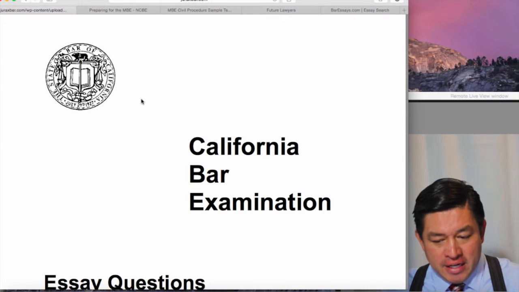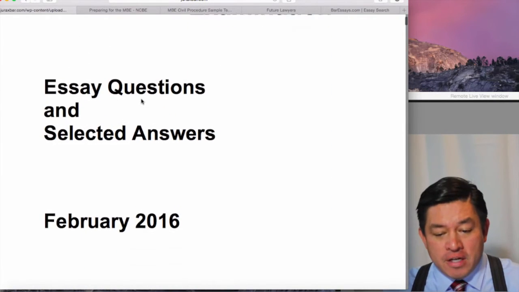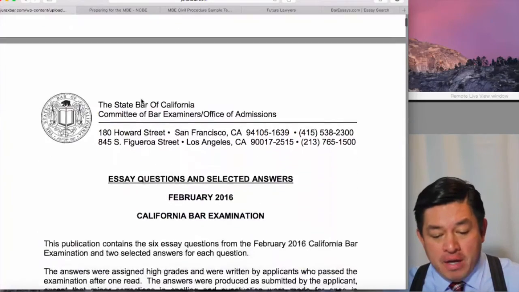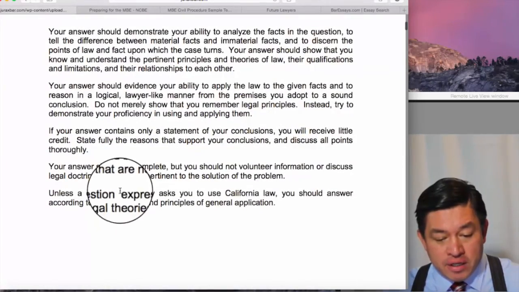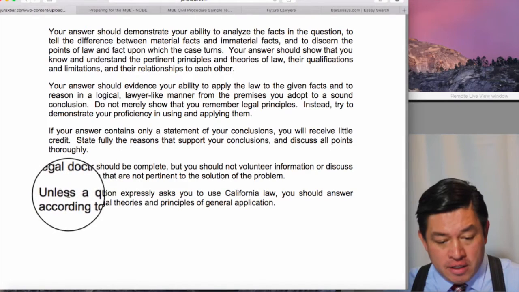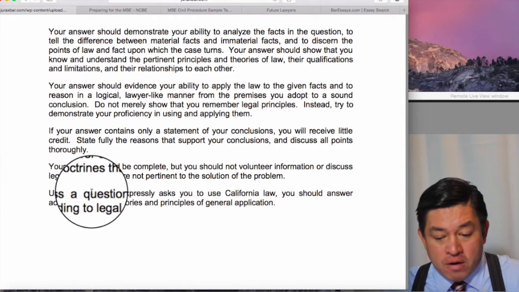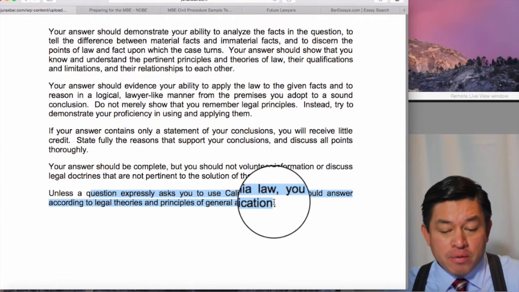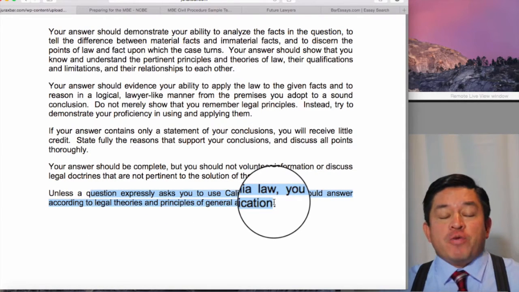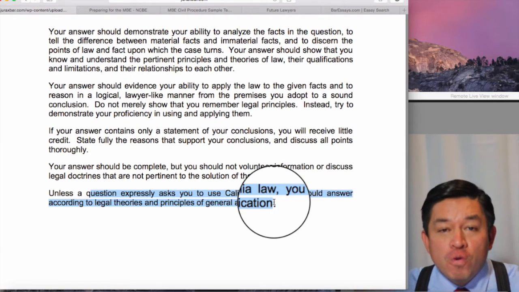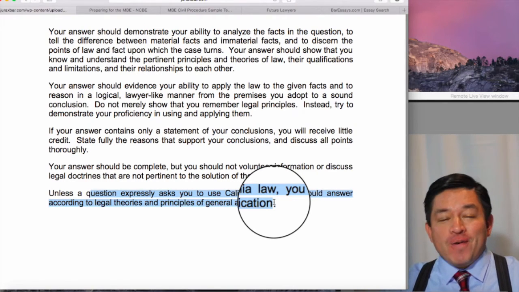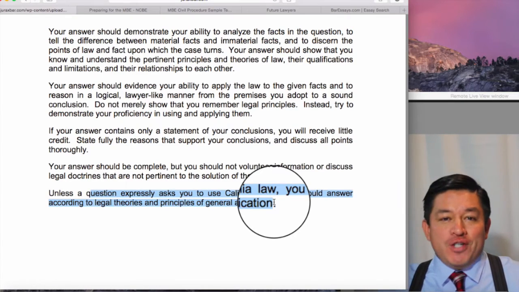But let's read the instructions. And what we're going to do is we're going to look at the February 2016 exam because, of course, the July one hasn't been made public. And let's see what it says here as far as the choice of law. Unless a question expressly asks you to use California law, you should answer according to legal theories of principles of general application. Translation: if they ask you to use California law, use California law. Otherwise, use principles of general application.